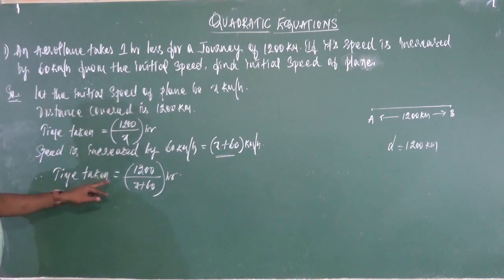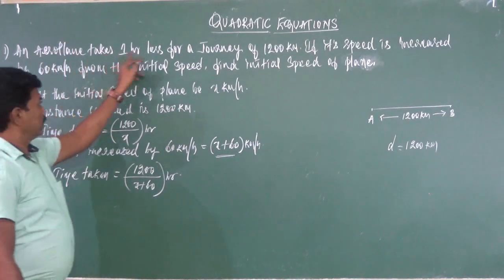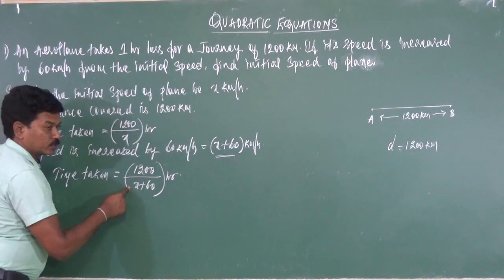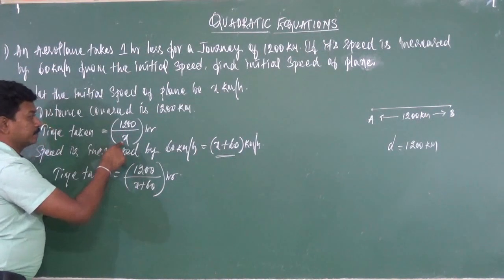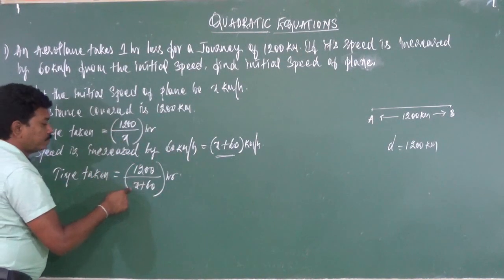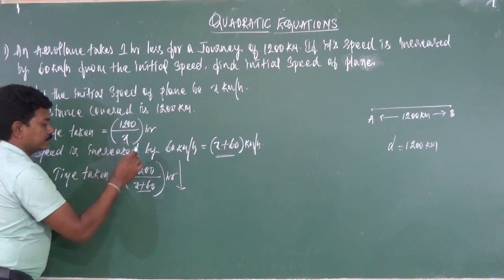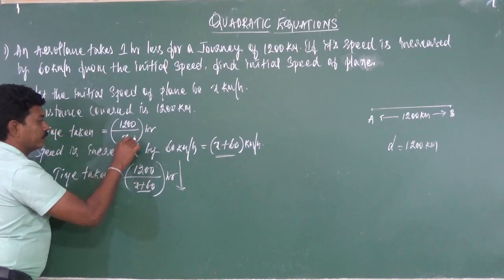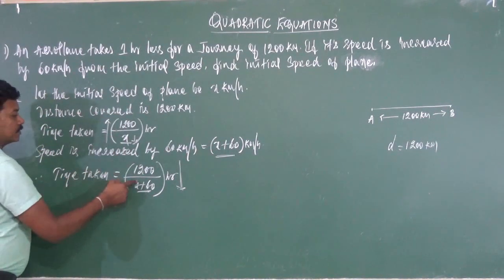So here the difference between this time and this time is 1 hour. That is, an aeroplane takes 1 hour less for a journey of 1200 kilometers. So this is the time taken when the aeroplane goes at x plus 60 km per hour. This is the time taken by the airplane when it goes at x km per hour speed. Here the speed is more, therefore the time becomes less. Here the speed is less, so therefore time becomes more. So now the difference between these two timings is 1 hour.